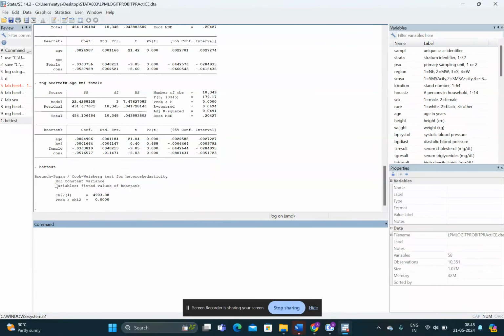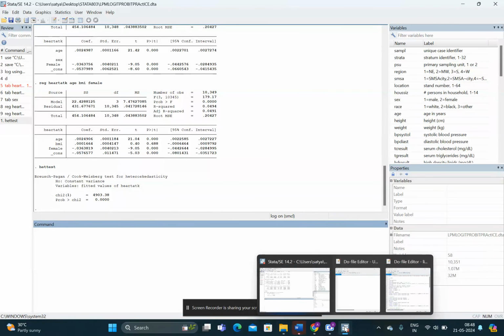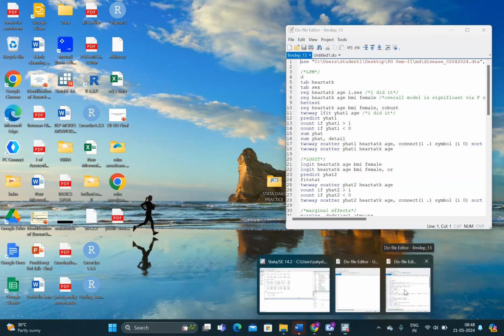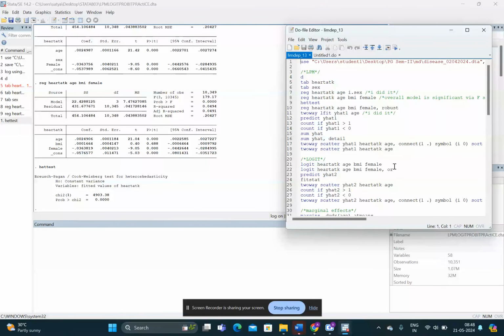Okay. So our H naught here is constant variance. So our H naught is that it is homoscedastic, but our p value is 0.00, which means we reject our H naught. We reject the hypothesis that it is homoscedastic, which means it is heteroscedastic.